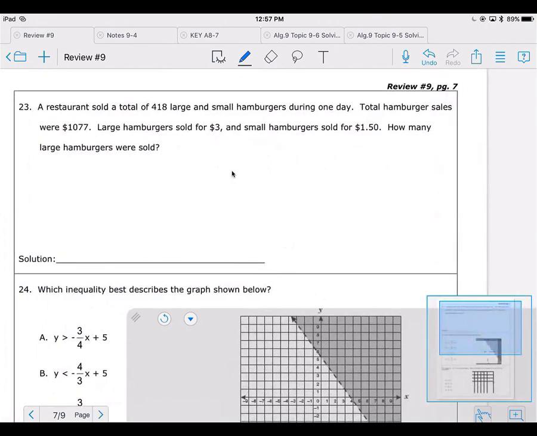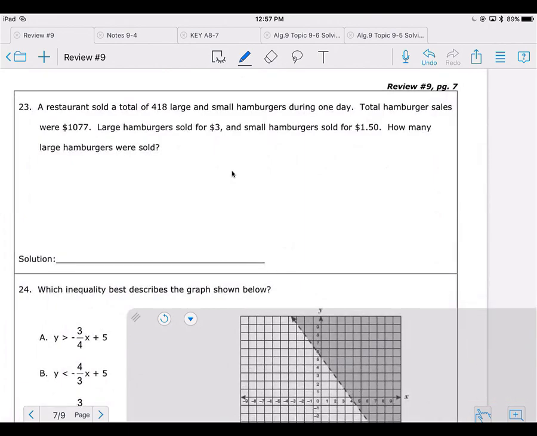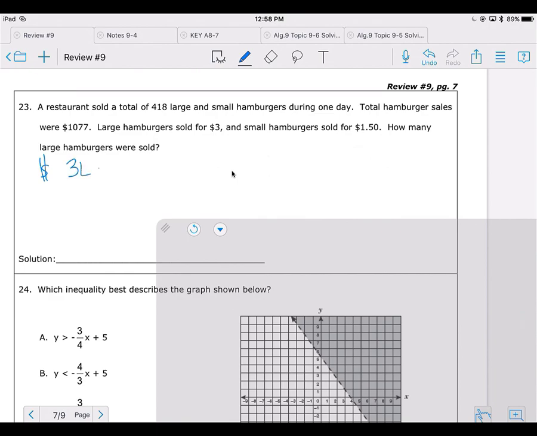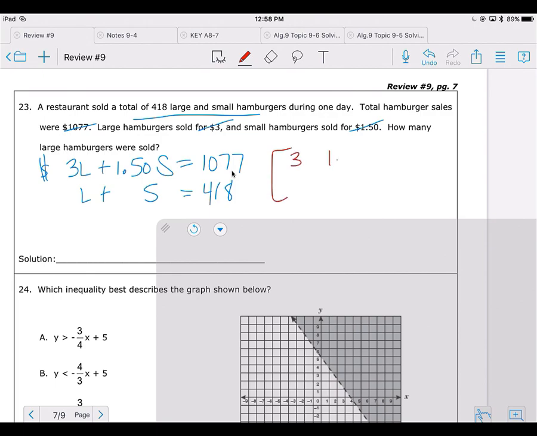23 is talking to us about hamburgers. There's 418 total large and small hamburgers. The total sales were $10.77. Large hamburgers are $3, small hamburgers are $1.50. How many large were sold? So to set this up, we're going to have a money equation. Money plus money equals money. So $3 larges and $1.50 smalls equals $10.77. And then remember, once you've used a number, you can't use it again. The only other information I have is a total of 418. We are talking about larges and smalls, so 1L plus 1S. We can use matrices on this.